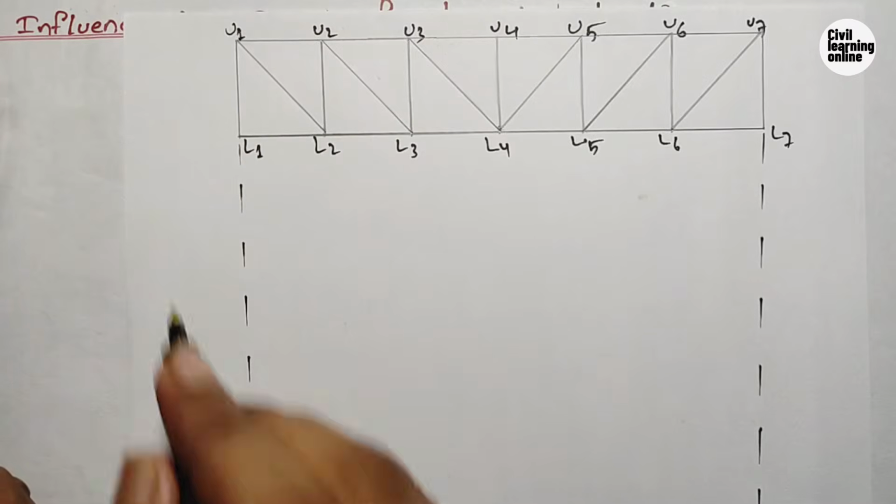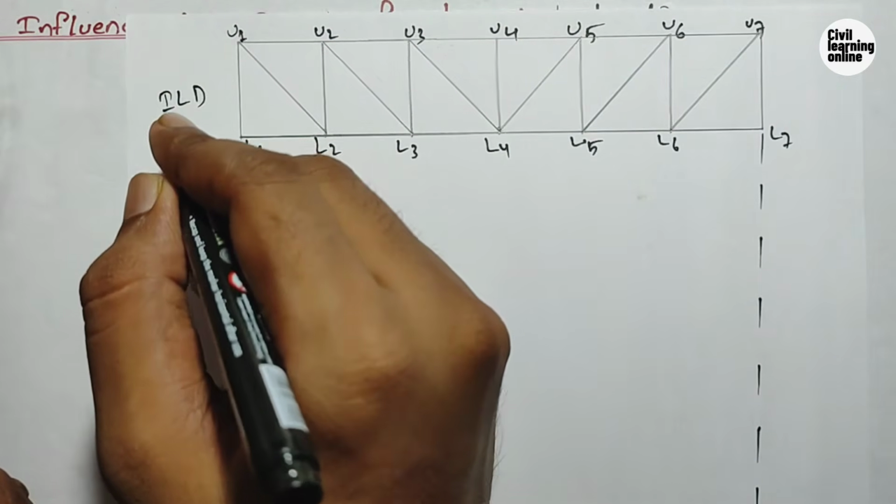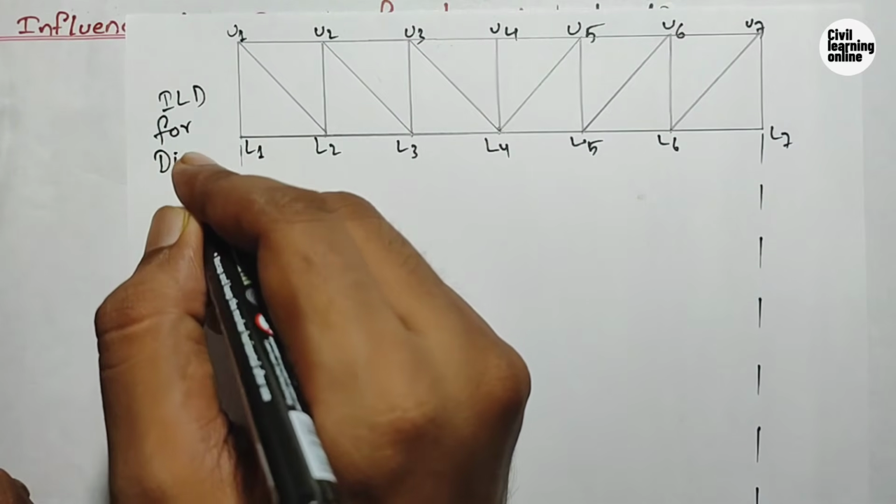So guys, here comes the ILD for diagonal member.